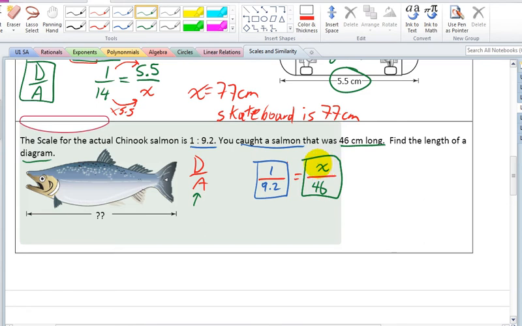Okay. So there's a couple of different ways of doing this one. Basically, what would you do to go from 46? What's 46 divided by 9.2? 5. So you divide by 5. If you go in the other direction, then you would multiply by 5. So x equals 1 times 5. Okay, x equals 5. And so you can say the diagram is 5 centimeters. Okay, we have the same units.